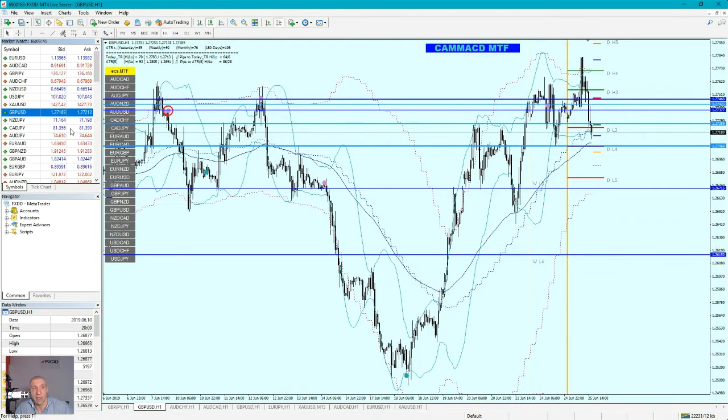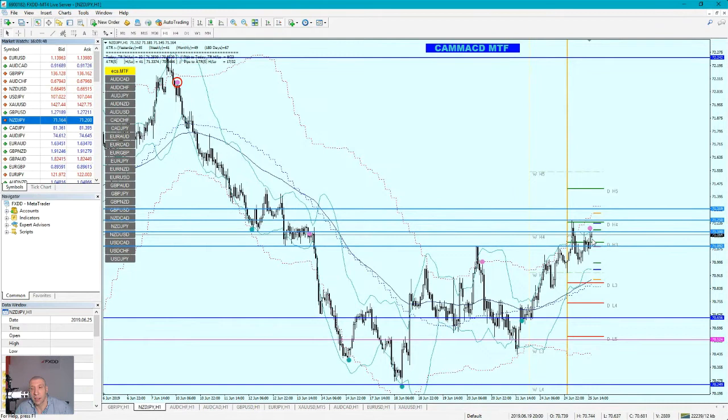Obviously, big headline risk. The New Zealand dollar yen is again bullish, but we might see a retracement to the downside. Although New Zealand is strong, so it could go up, and there is nothing to be traded here.